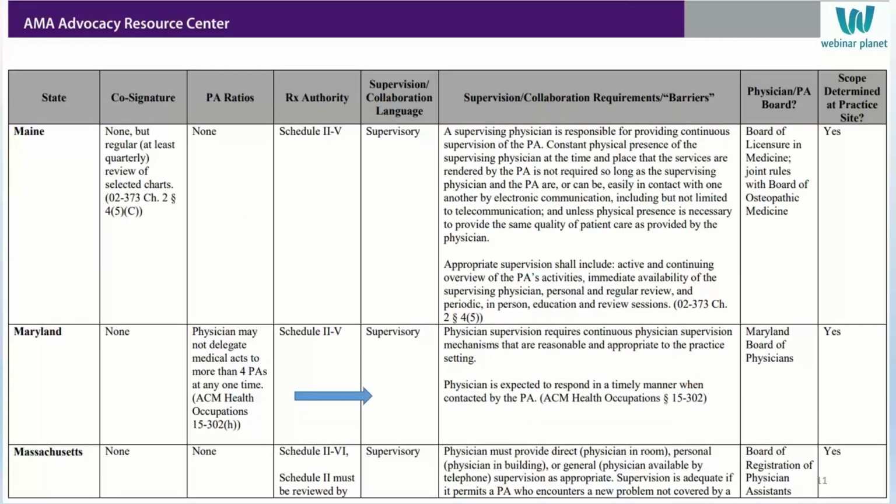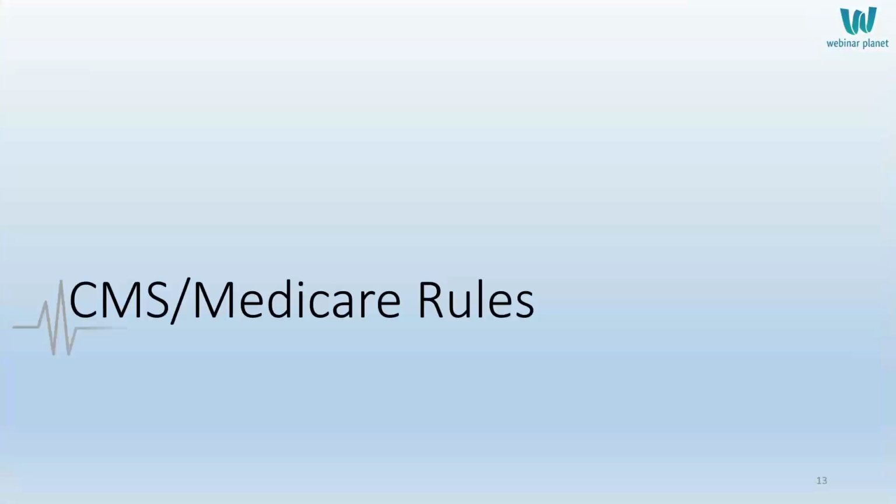If we look at another state, we can look at Maryland, where it says it requires continuous physician supervision mechanisms that are reasonable and appropriate to the practice. The physician is expected to respond in a timely manner when contacted by the PA. Also in Maryland, you'll see the physician cannot delegate to more than 4 PAs at a time. So the rules can be different state to state. And then there was Michigan.